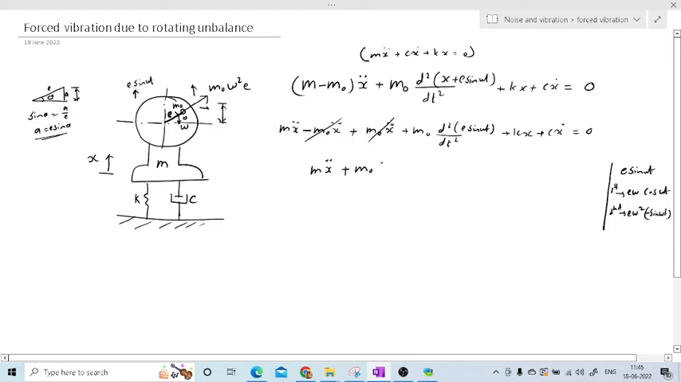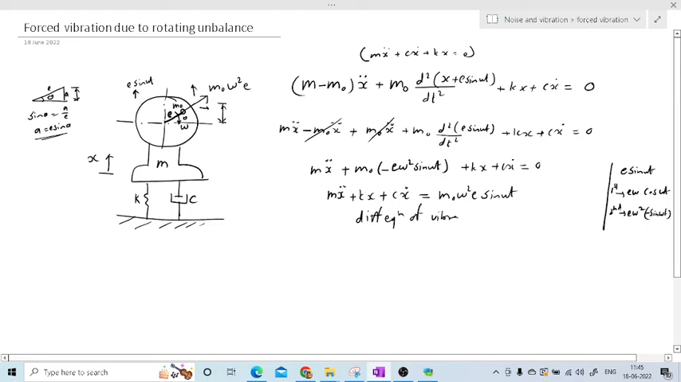So this term will become minus e omega square sin omega t. So directly I'll write here minus e omega square sin omega t plus kx plus cx dot is equal to 0. Now transfer this minus term to the right side. So this equation will become mx double dot plus cx dot plus kx is equal to m naught omega square e sin omega t. So this is the differential equation of vibration for the given system.